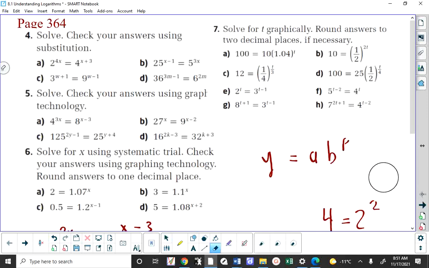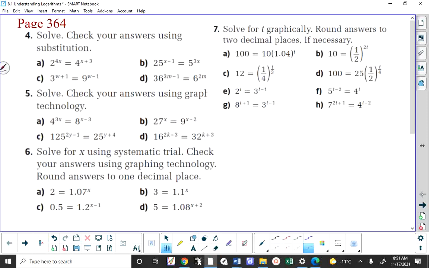So in the case of exponential equations where a common base is not possible, what we have to do is either solve it graphically or use a kind of guess and check, which is called systematic trial and error at this level. And that's where we could use our tables. So 7f gives you 5 raised to the t minus 2 equals 4 raised to the t.